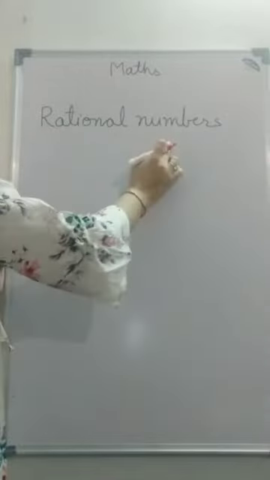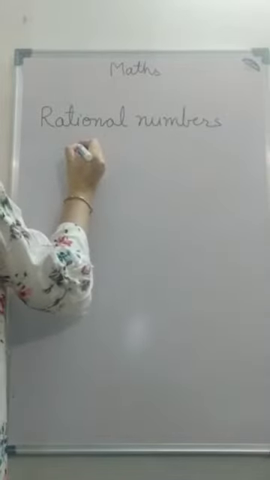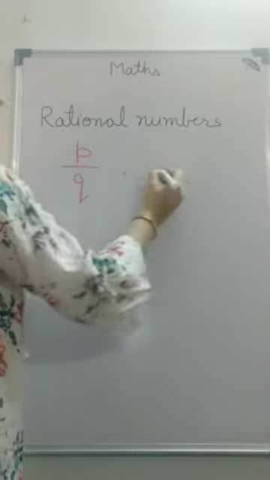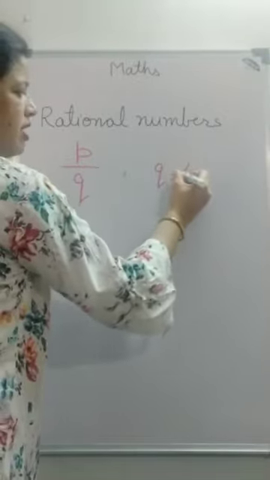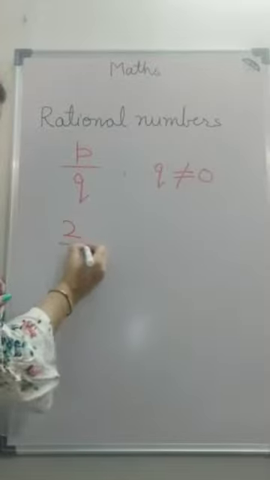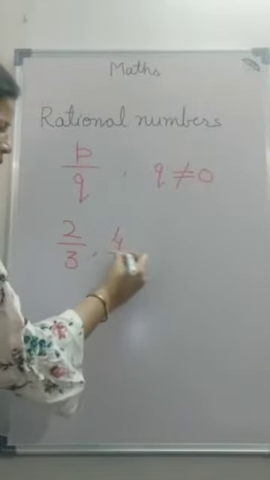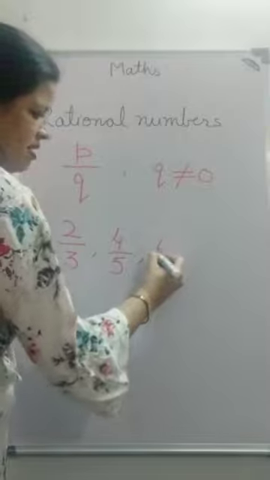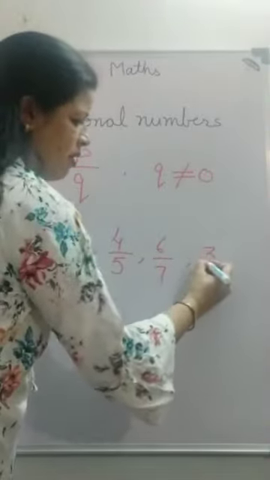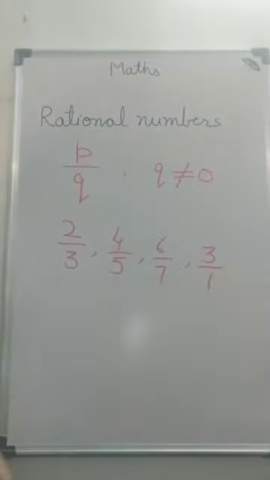And what are rational numbers? The numbers which can be represented in the form of p upon q, where q is not equal to 0. So we can say these are the rational numbers. Means 2 upon 3, 4 upon 5, 6 upon 7. These all are rational numbers. We can write 3 upon 1 also. So this is also a rational number. So let's continue the topic.